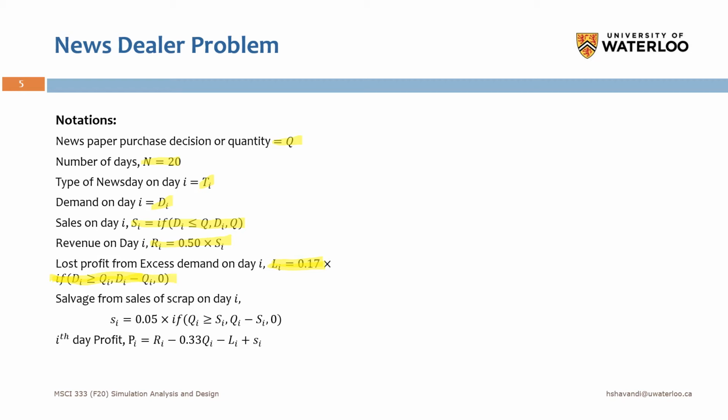Okay, and the salvage value when the quantity is greater than or equal to the sales at each day, right? Then Q minus Si will be the excess inventory at the end of the day, and we need to scrap this one with 5 cents. So this will be the salvage value or scrap value at the end of the day. Okay. And so the profit will be this: Ri, revenue, minus 0.33 Q, the purchase price for the Q, minus Li, the lost profit, plus Si, the salvage value. Okay.